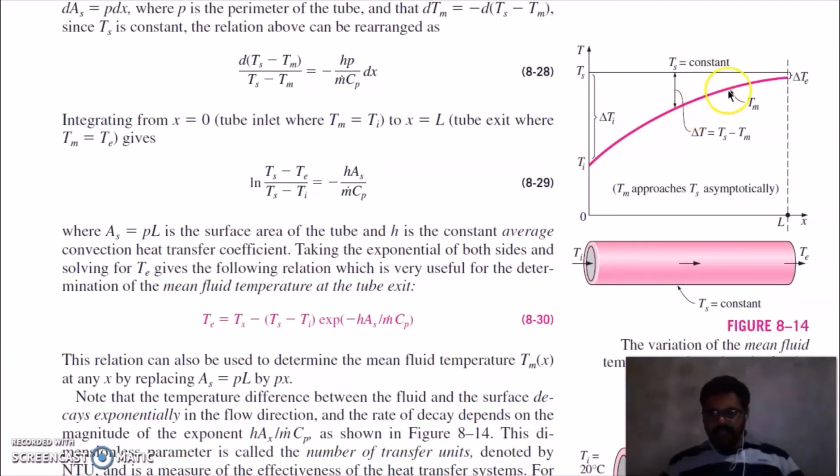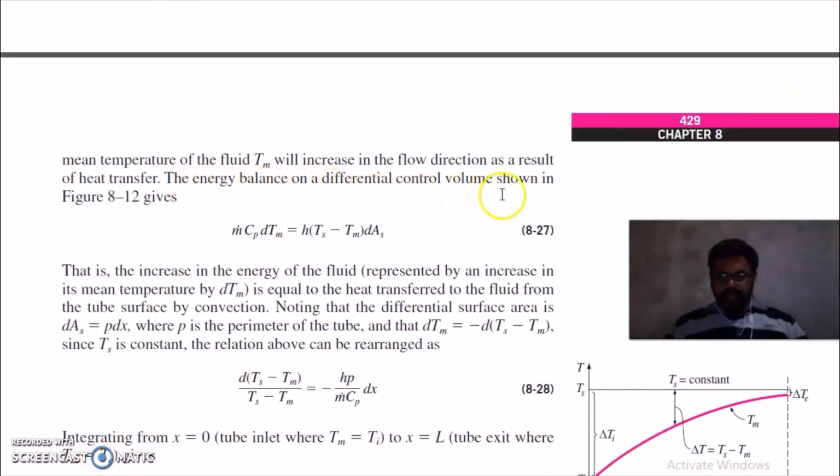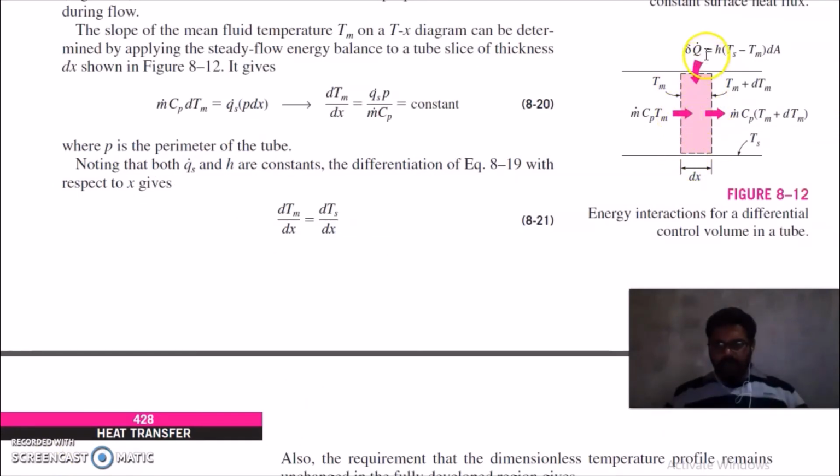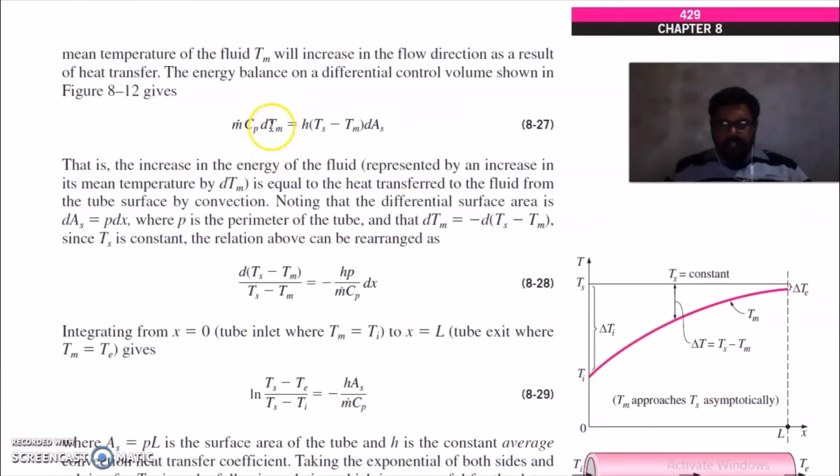Now for this case, when your surface temperature is constant, your mean temperature is varying along the direction of the tube length. The energy balance on differential control volume gives this relation. So energy balance on this control volume will give you this equation, which is equal to m Cp dTm. So this equation represents the increase in energy of the fluid, represented by an increase in the mean temperature, which is dTm, is equal to the heat transfer to the fluid from the tube surface by convection, which is this.